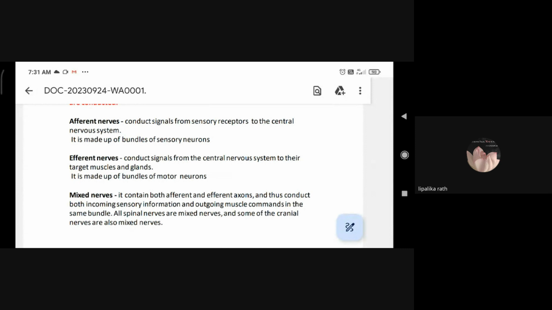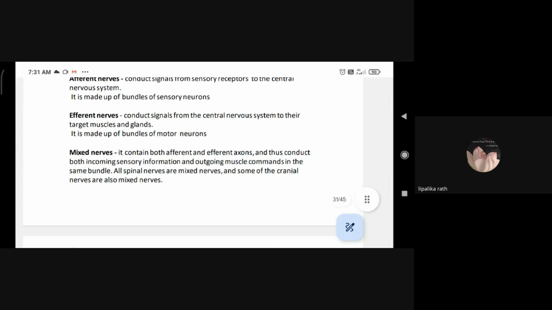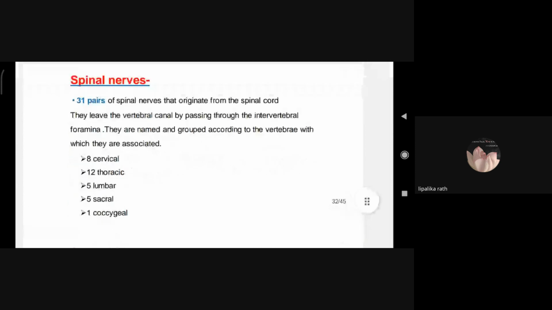How many pairs of spinal nerves are present in the human body? 31 pairs. So all those 31 pairs of nerves are mixed nerves. So the 31 pairs of spinal nerves that originate from the spinal cord leave the vertebral canal by passing through the intervertebral foramina. We have seen the structure of vertebra during the skeletal system. There was an intervertebral foramina at the side.